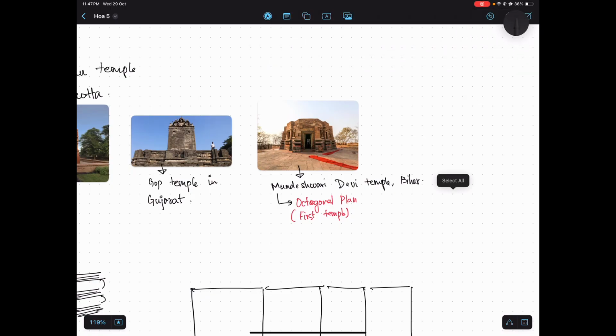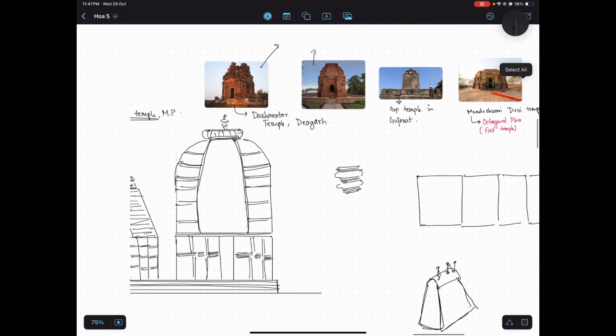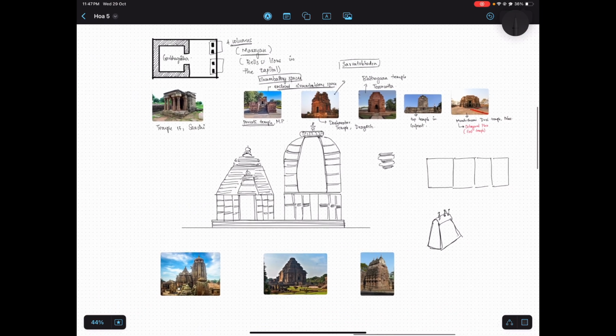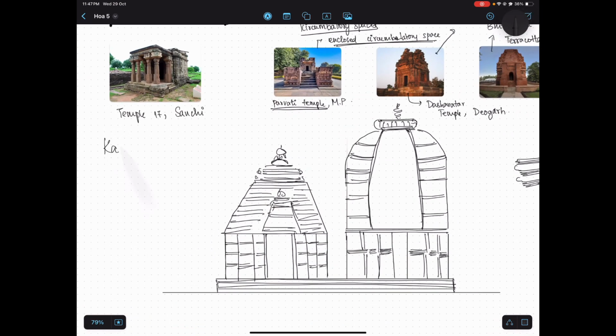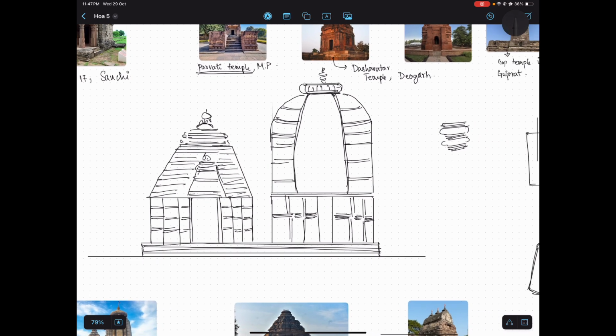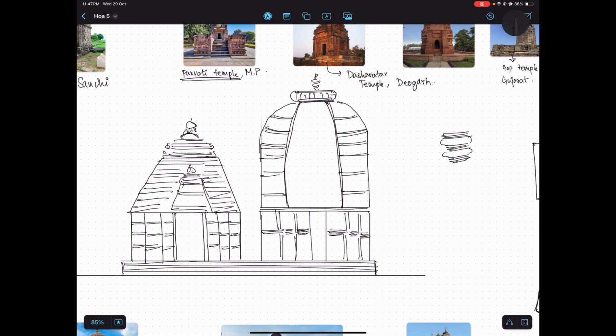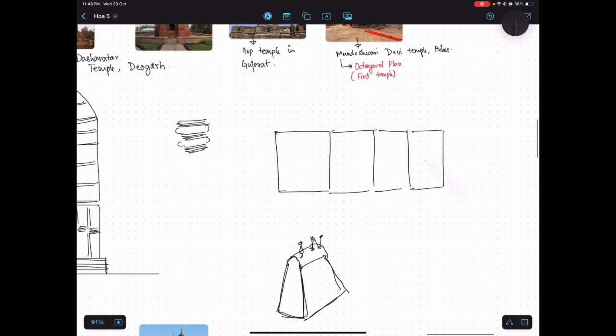Then we can move on to the other substyle of Nagara, which is Kalinga. Now Kalinga style is predominantly found in and around Orissa. So this is a typical elevation. No, before the elevation, let me start with the planning. The first space that you enter is your Artha Mandapa. Then you have your Mandapa, and then Antarala, which is like an antechamber, and then your Garbhagriha.